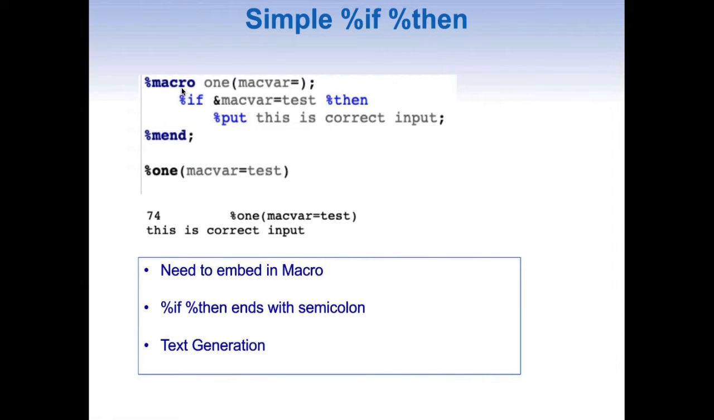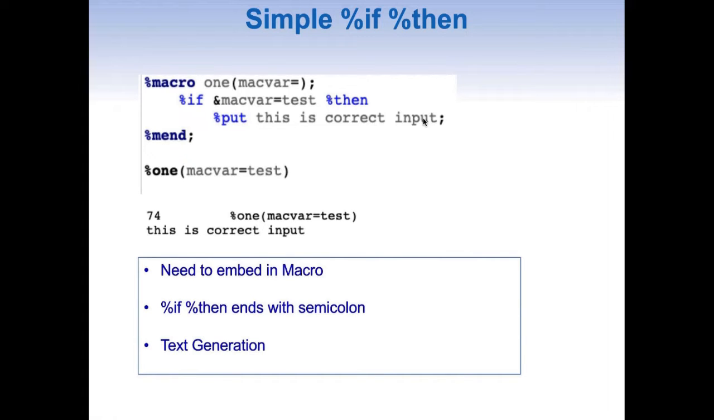Now let us quickly look into simple %if %then. %if %then always needs to be embedded in a macro, which means we can't run this code outside of a macro; it should always be in a macro. And every %if %then should have a semicolon at the end.